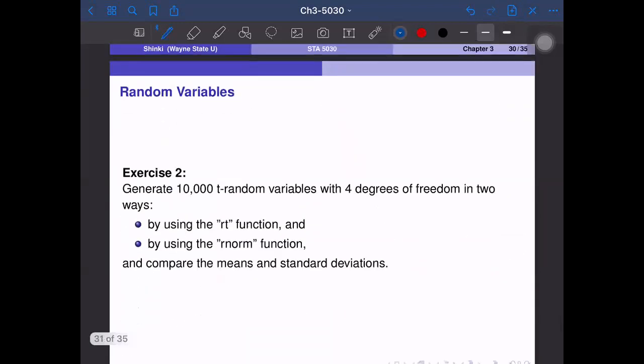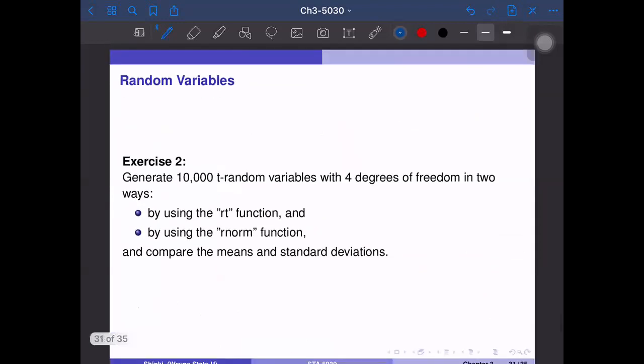We have some exercises, so we will do this in the quiz for homework.